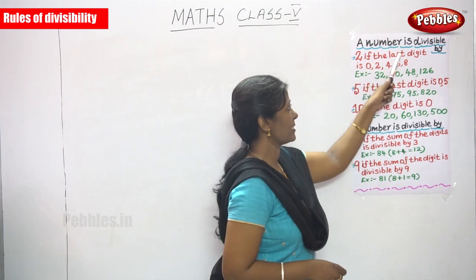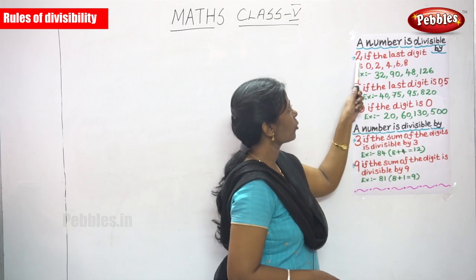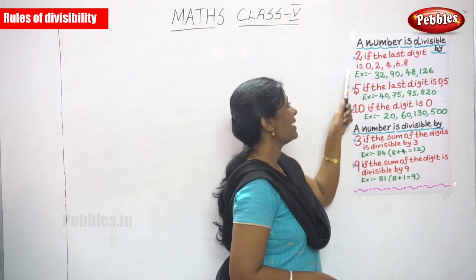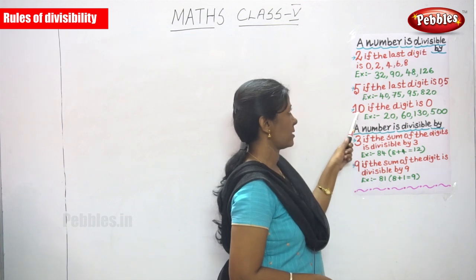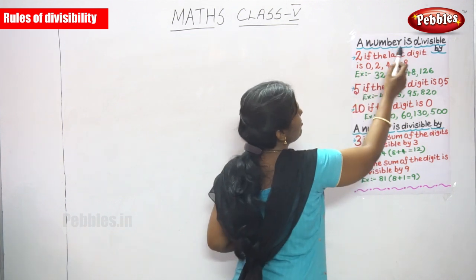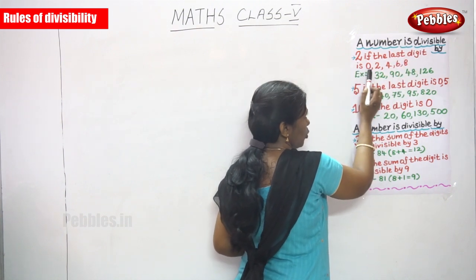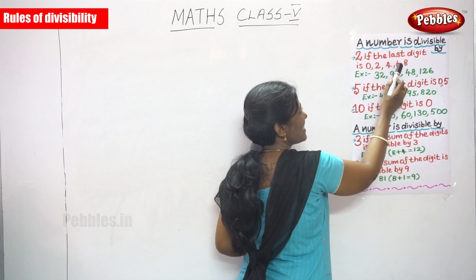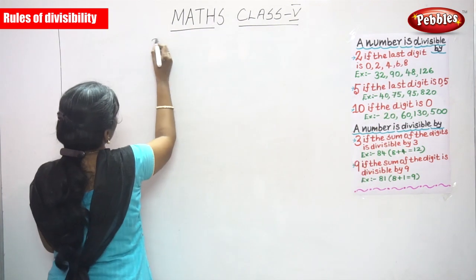Rules of divisibility, that's the heading. In these rules, first we are going to see divisible by 2, next is divisible by 5, and next one is divisible by 10. First, a number is divisible by 2 if the last digit is 0, 2, 4, 6, 8.